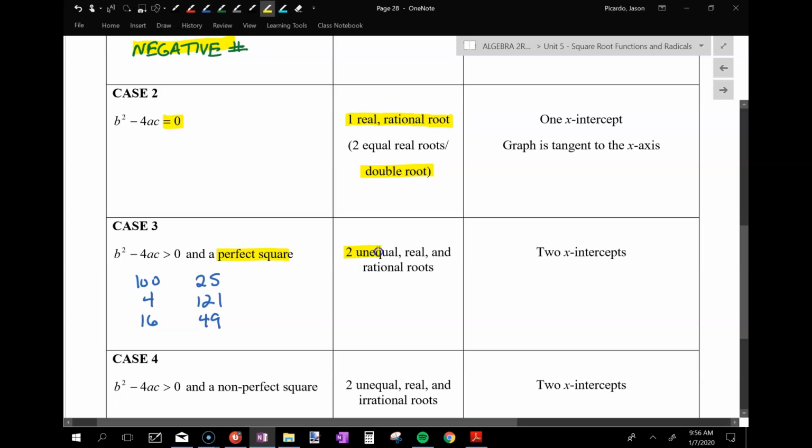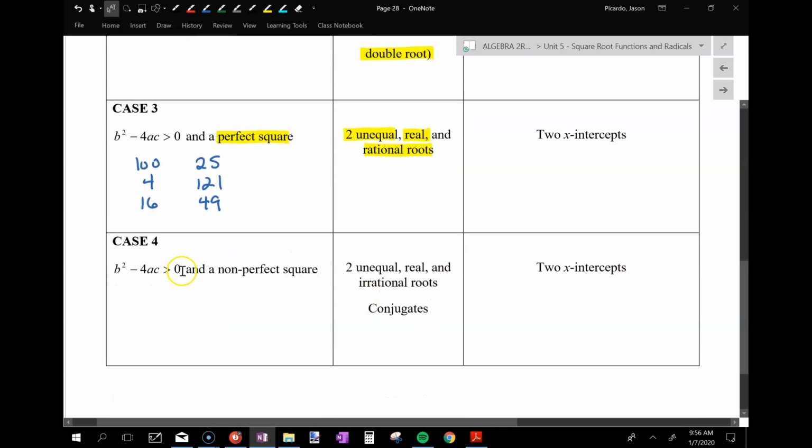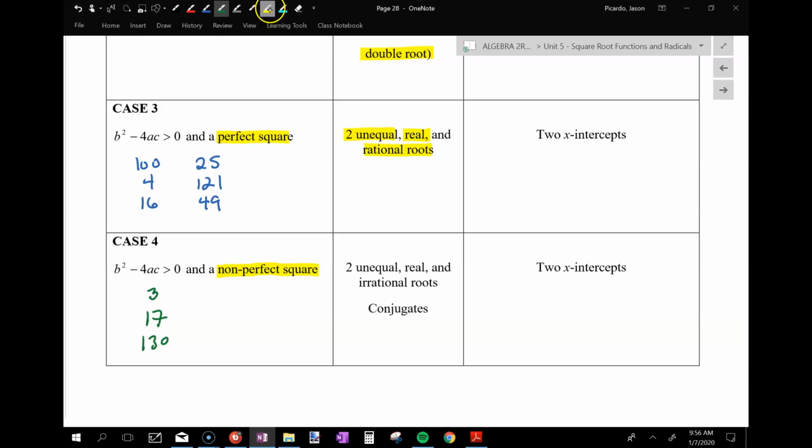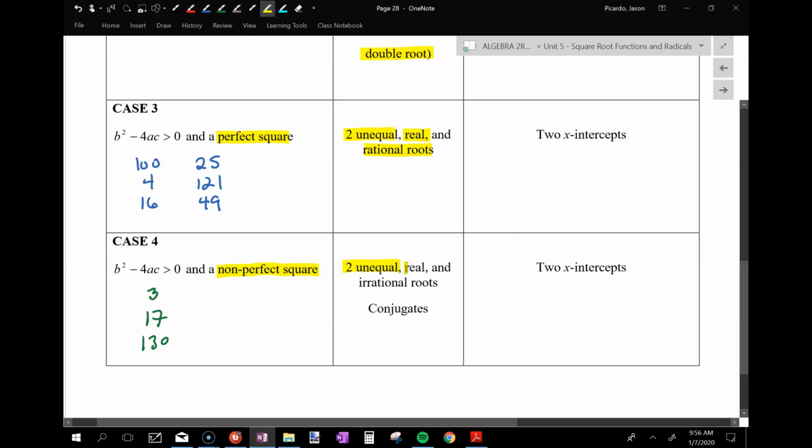Then I have two real rational roots. Why do I use that word unequal? Because if they were equal, then I would be in case number 2. So I'm using unequal just to say that they are not the same. And then I could have a positive non-perfect square, something like 3, 17, 130. Then I have two unequal, real, but irrational roots.